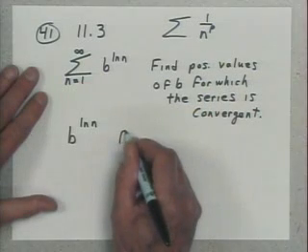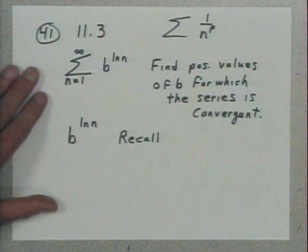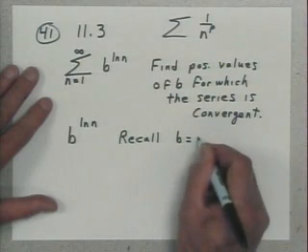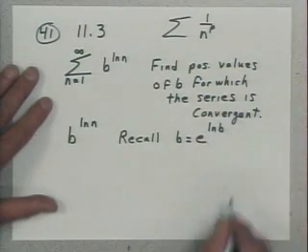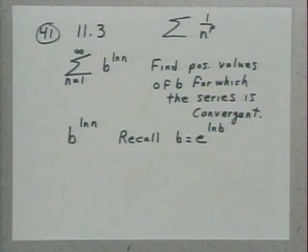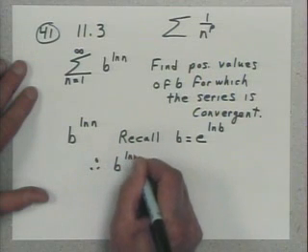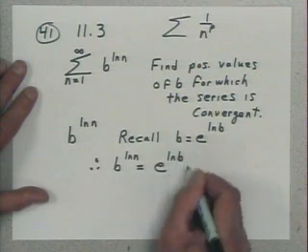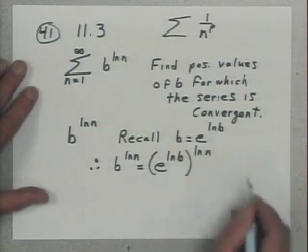Well, let me see. This is what I'm thinking. Recall that b can be written in terms of logs. b can be written as e to what power? Do you remember that property of logs? e to the natural log of b is equal to b. Therefore, b to the natural log of n could be thought of as e to the natural log of b, all raised to the natural log of n.